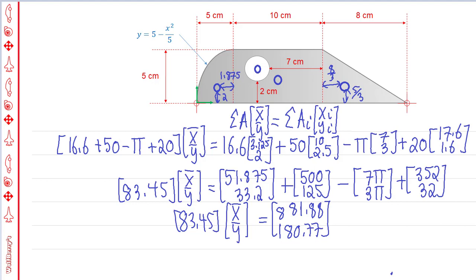So in the end, we should have values of x bar, y bar vector is equal to, the x should be 10.56 centimeters and the y should be 2.16 centimeters. So you can see it's quite realistic because 10.56 is around here and 2.16 is around there. So it's around the center of the shape. We have a hole here, so it's going to shift to the right a little bit, and that's what's happened in our component.